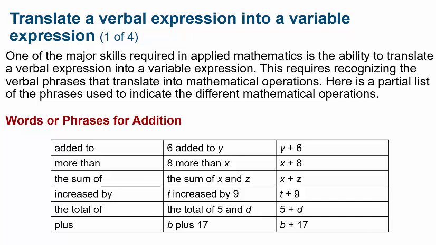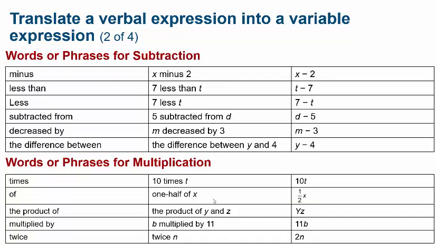Like when you see 6 added to y, that's saying take y and add 6 to it. 8 more than x, add 8 to it, and so on. The sum of x and y, add them. These types of words signify addition. You can have these for subtraction. Some of the keywords you'll look for are things like minus, less than, less, subtracted from, decreased by, the difference between. This type of stuff tells us to do subtraction.